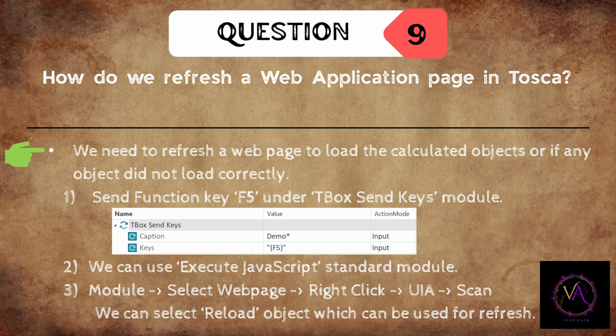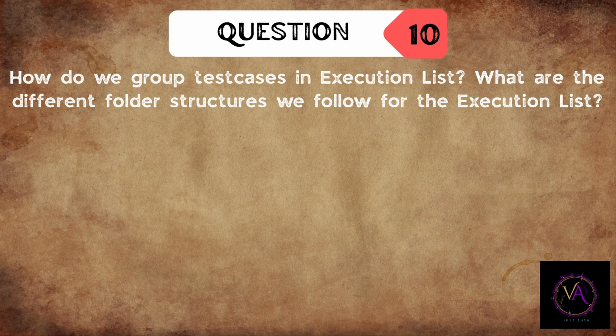Now, moving to the final question, question number 10. Question 10 is, how do we group test cases in the execution list? What are the different folder structures we follow for the execution list? Now, it looks like a very simple question, but it will tell you a lot about your architect skills.